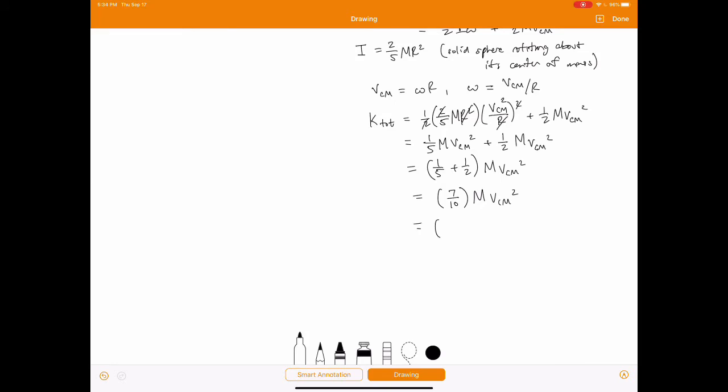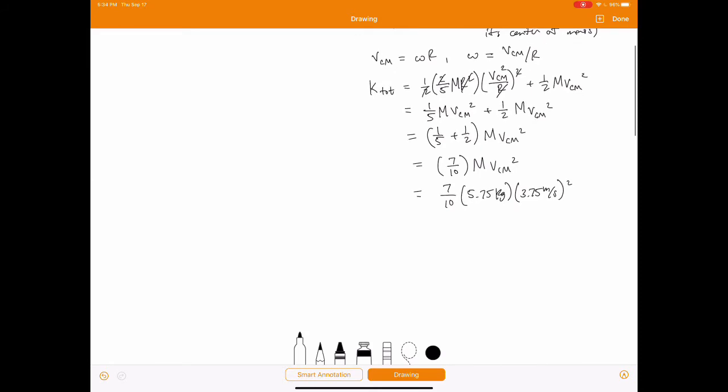Okay, so let's put in the numbers. We have 7/10. The mass of the ball is 5.75 kilograms. The speed of the center of mass is 3.75 meters per second, and we square that. And this gives us 56.6. If we think about the units, we have kilograms, and then meters squared divided by seconds squared, which is a joule. So this is 56.6 joules of kinetic energy.